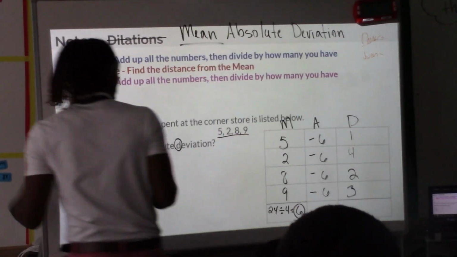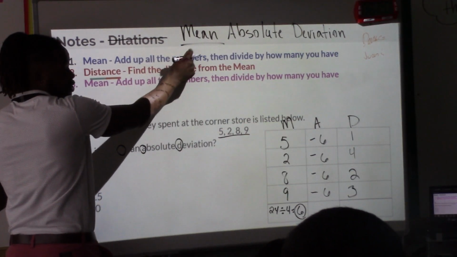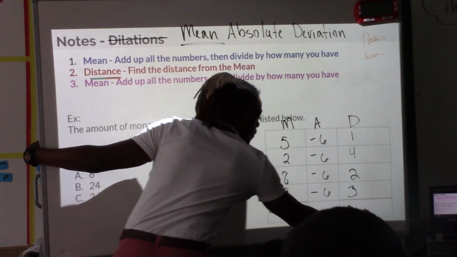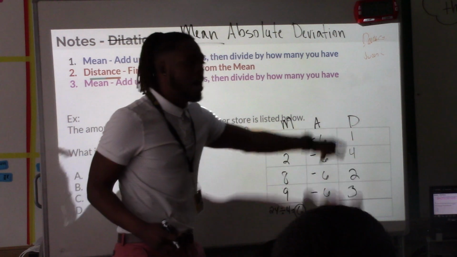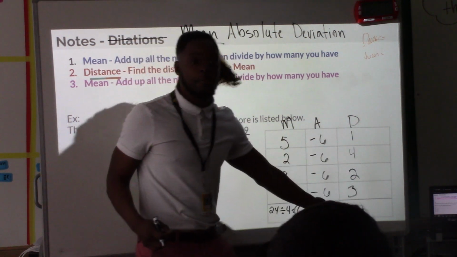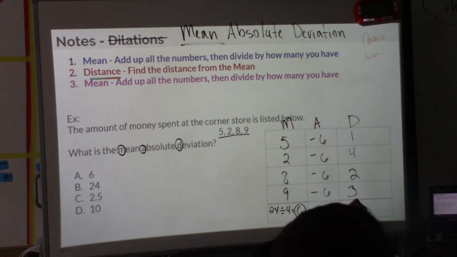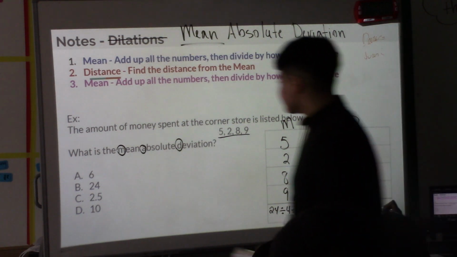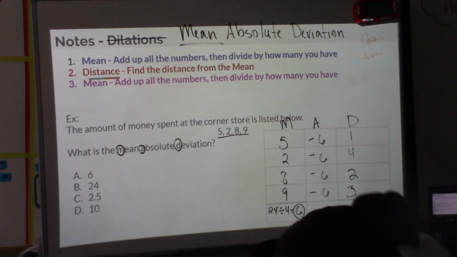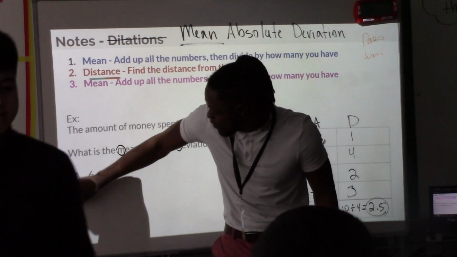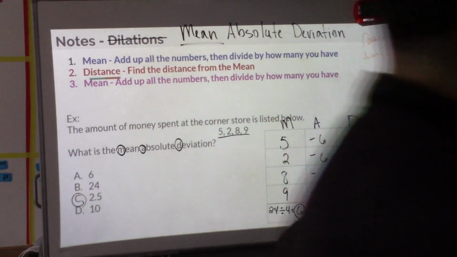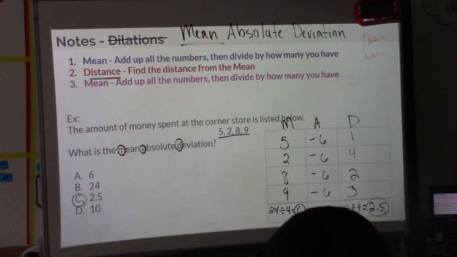So now we have to find the mean of our column D. So how do we find the mean of these numbers? What do we do? Add them up. So what do we get when we add them up? 10. And what do we do with our 10? Divide by what? 4. And what do we get? 2.5 is my mean absolute deviation. So my answer is what? C.